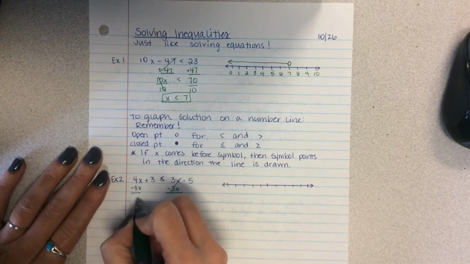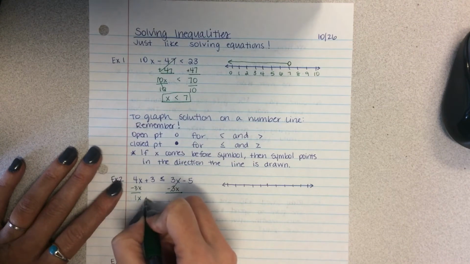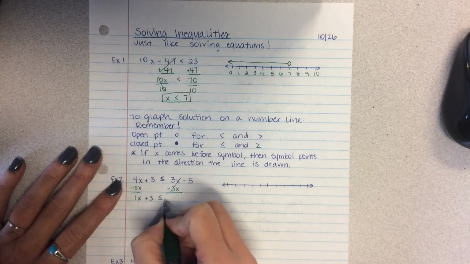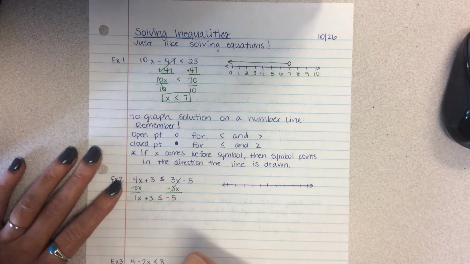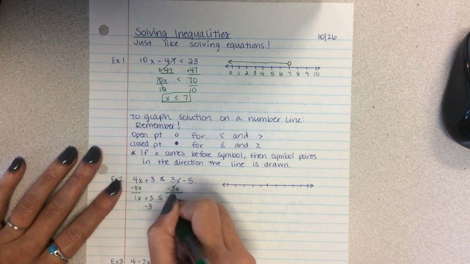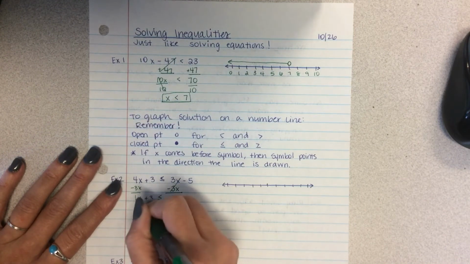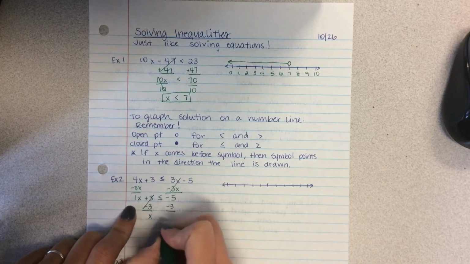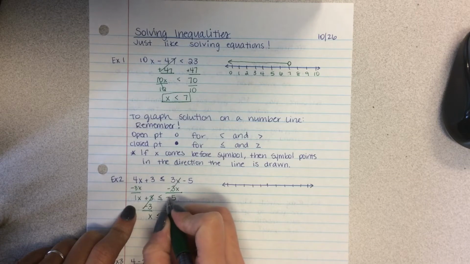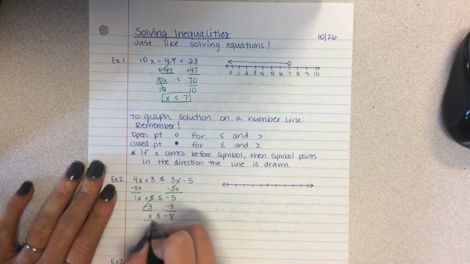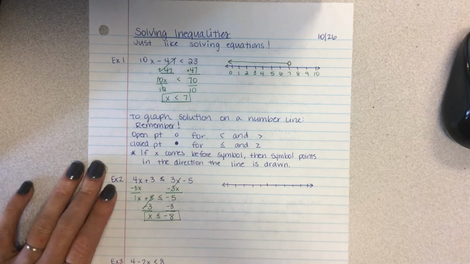So I have 4 minus 3 is 1x plus 3 less than or equal to, and then all I have left over here is a negative 5. Next, I'm going to subtract 3 from both sides. Those cancel. I don't have to write the 1 in front of x. I can just write x less than or equal to. Negative 5 and negative 3 give me negative 8. So that is my inequality.